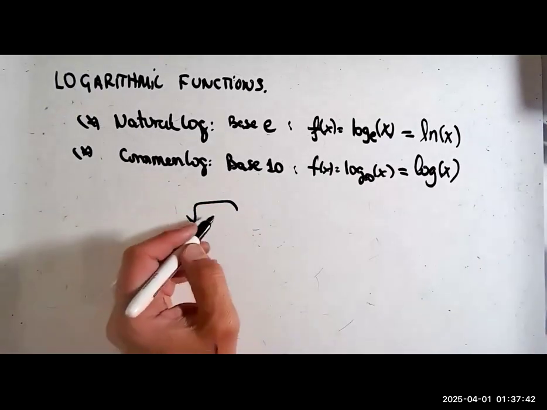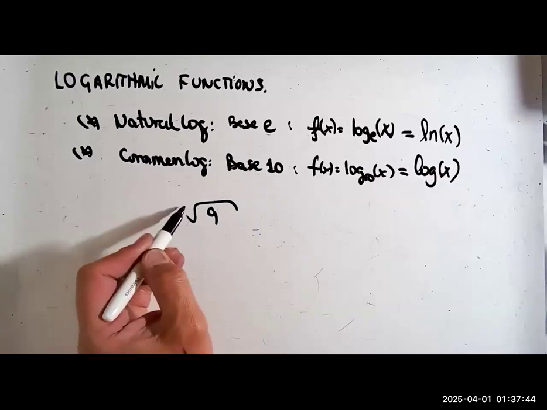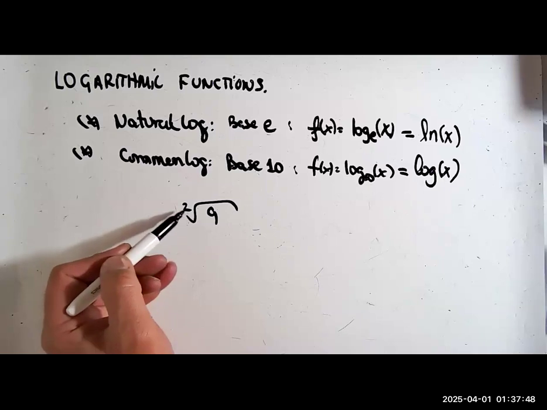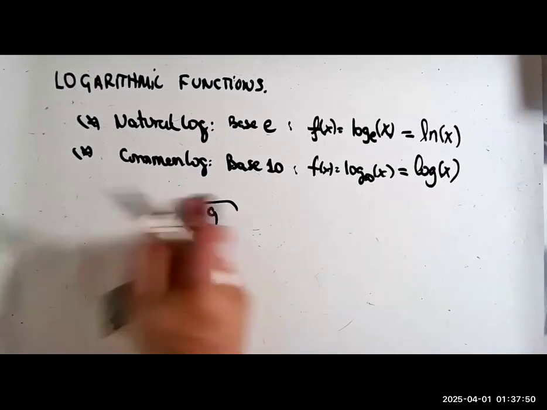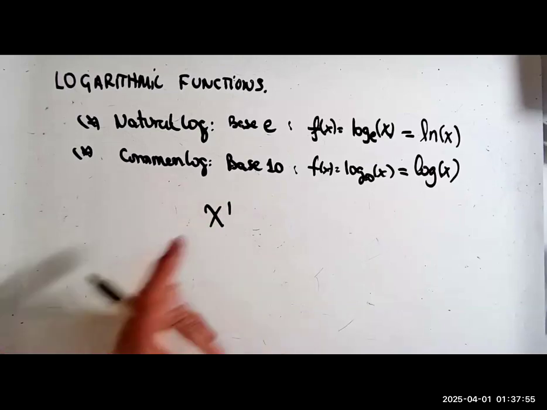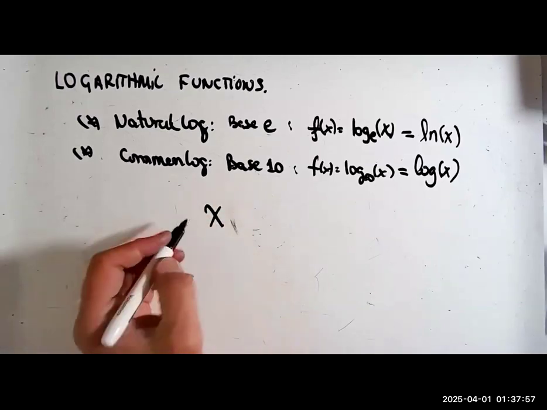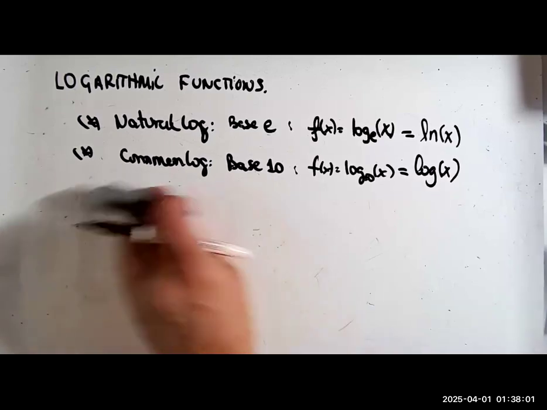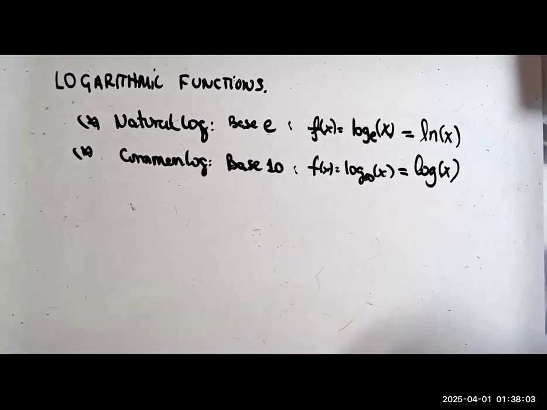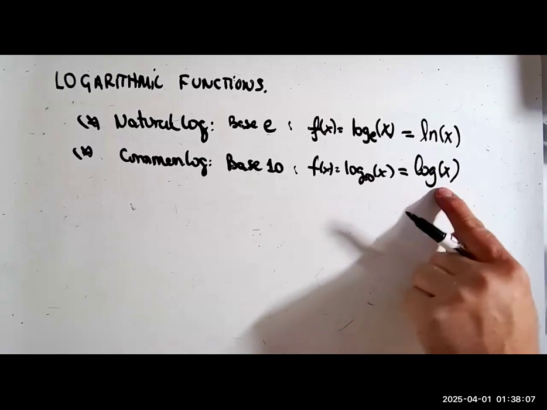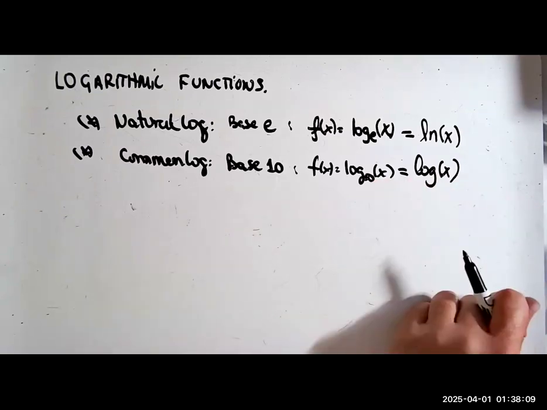And that happens all the time in math. If we're looking for the square root, we don't write the 2. That's your index, that's your default. If I have x to the 1, we don't write the 1. Or 1x, the coefficient is 1, we don't write it. So those are the defaults. In this case, if it's not written, the base is 10.